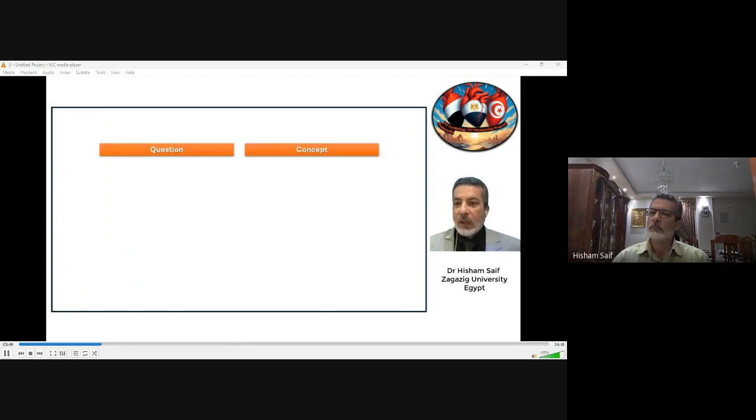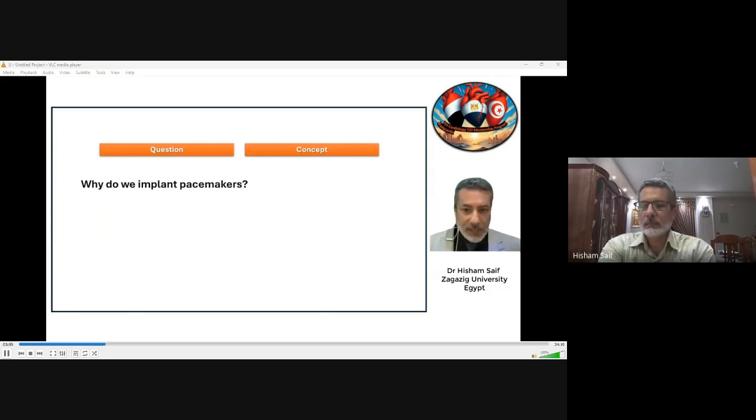We now have a question and a concept to consider. The question: why do we implant pacemakers in the first place? The answer is, first, to save the patient's life and to prevent injury, even if the patient is asymptomatic. Second, to save others' lives if the patient's job is involved in public safety. Lastly, to improve the symptoms and facilitate recovery of functional capacity, allowing the patients to return to their normal life and job.